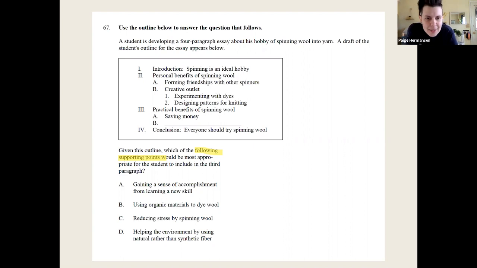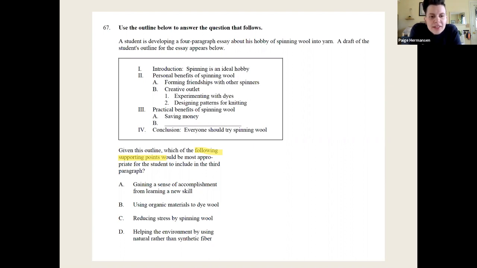It seems like D. I'd probably go D. Yes, absolutely. Those are those practical types of benefits. And if we wanted to, reducing stress, gaining a sense of accomplishment, those would go under the heading of personal benefits of spinning wool, right?